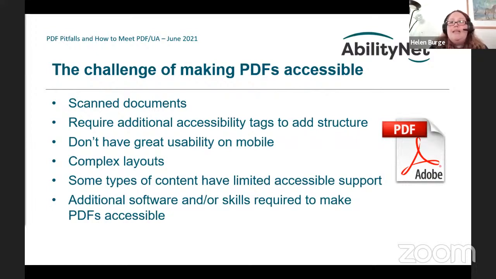You do need to add additional accessibility tags to add structure to a PDF. So things like making sure the headings are in the correct order, making sure that you have annotations for images, known as figures in the PDF. They don't always have great usability on mobile, but that is improving. A lot of people tend to maybe overlook the mobile side of it, but I know that I've used PDFs on mobile and it varies as to how good they are.